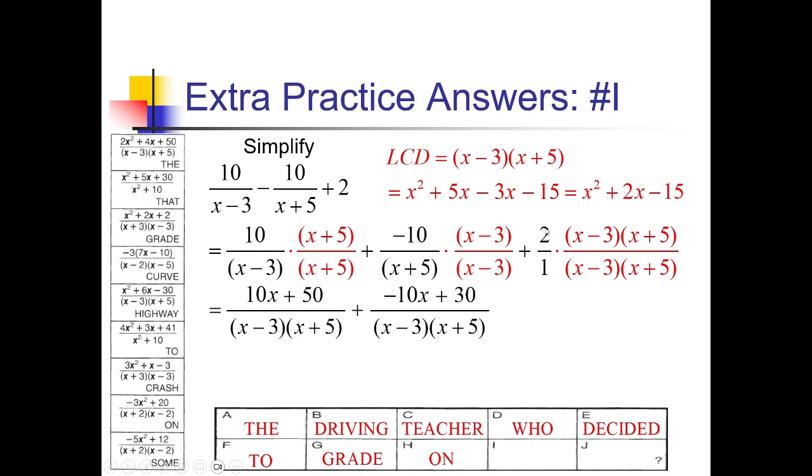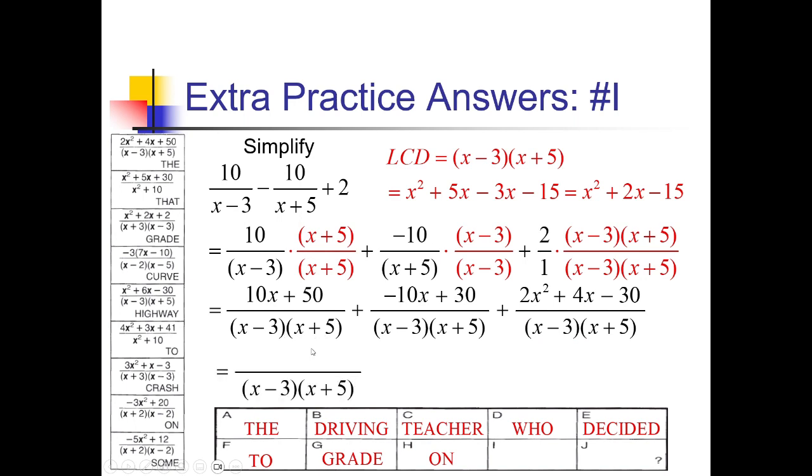I'm going to distribute 2 to that now. So this is going to be 2x squared plus 4x minus 30. All of that over the LCD. Time to combine some like terms. So we have our LCD of x minus 3, x plus 5, one big fraction now over that.